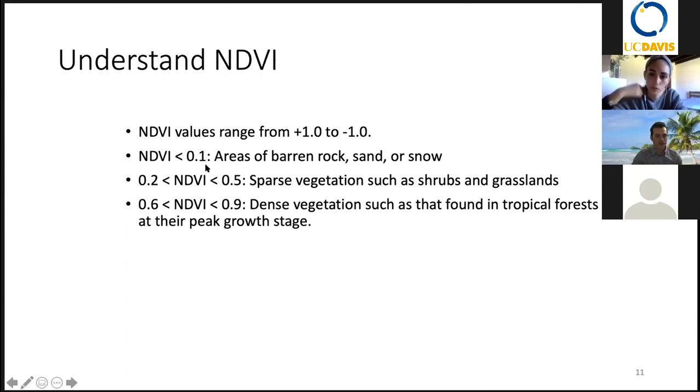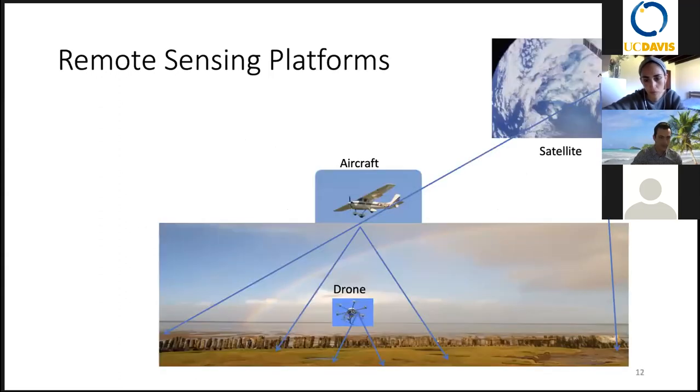A value below 0.1 is not agriculture. Between 0.2 and 0.5 would be sparse vegetation like grassland, not agricultural area. But usually 0.5 to 0.9 is dense vegetation, and more NDVI usually means more money, because it means more vegetation and more yield. This is a comparison of the 3 different remote sensing platforms: satellite, aircraft, and drone.